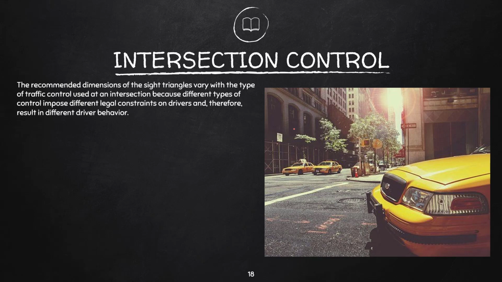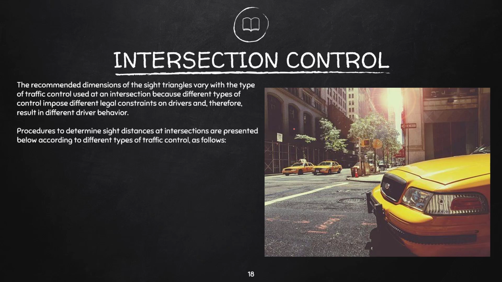So we now move to intersection control. The recommended dimensions of the sight triangles vary with the type of traffic control used at an intersection because different types of control impose different legal constraints on drivers and therefore result in different driver behavior. As I have mentioned during our past discussion, the provision of intersection control devices will affect the behavior of our driver. It may affect the speed that they are using. It will affect the maneuver that they will do.